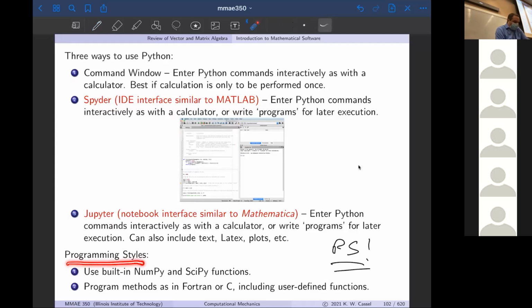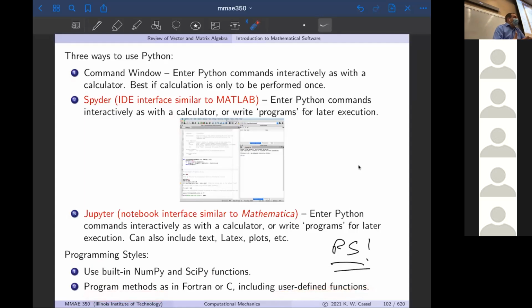Again, two ways you can use it. You can use the built-in commands. I mentioned here NumPy and SciPy. We'll talk about that a little bit later. Or you can write full-blown programs, just like in Fortran, C, or MATLAB M files, and write your user-defined functions.